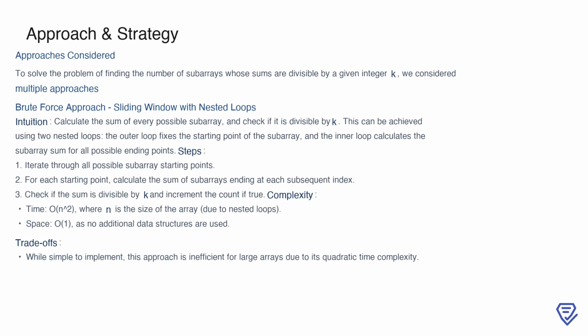To do this, we iterate through all possible starting points of subarrays with an outer loop, and for each starting point, the inner loop calculates the sum for all possible ending points. If the sum is divisible by k, we increment our count. While this method is simple and easy to implement, it has a significant drawback. Its time complexity is n squared, because of the nested loops, which makes it inefficient for large arrays. However, it does have the advantage of requiring no additional space beyond the input array, with a space complexity of 1. This trade-off makes it less suitable for handling large datasets in practice.